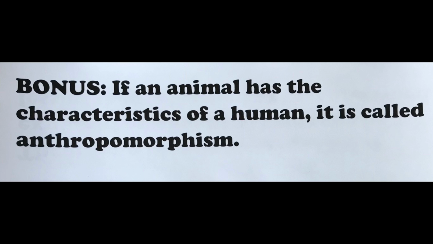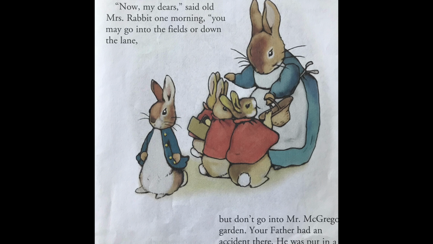So if you take a look at this illustration of Peter Rabbit, you'll see many examples of personification or anthropomorphism. Peter Rabbit is standing on his hind legs instead of on all fours. Peter Rabbit is wearing clothes, as are his sisters and his mother. And we know from reading the book that Peter Rabbit and his family are able to speak English words to each other, which real rabbits are not able to do.